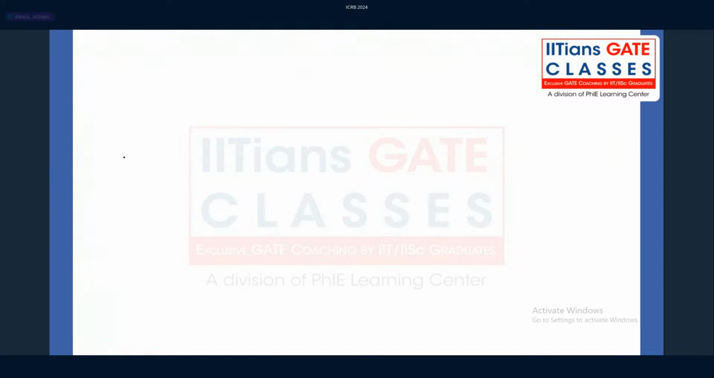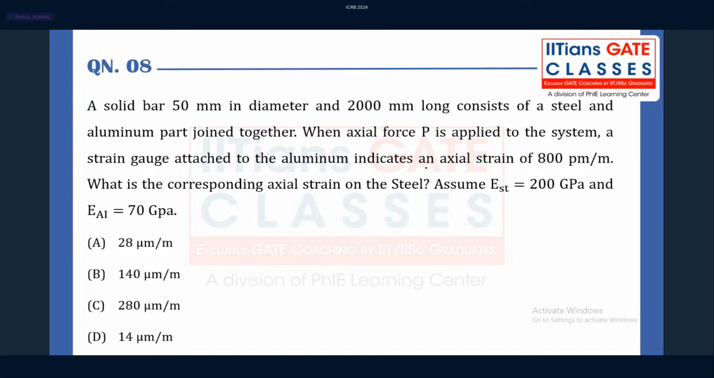Coming back to the next question, guys, try to read this particular problem. A solid bar having a 50 mm diameter, so let us write the data. Diameter is given as 50 mm. The length is given as 2000 mm. It consists of a steel and an aluminum part joined together. When axial force P is applied to the system, a strain gauge attached to the aluminum indicates an axial strain of 800, with units of micrometer per meter, so this would be mu.